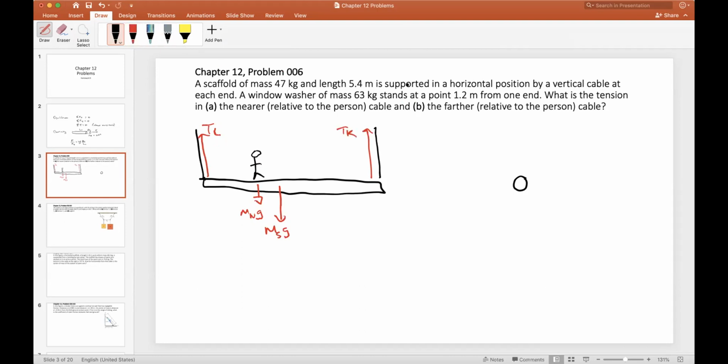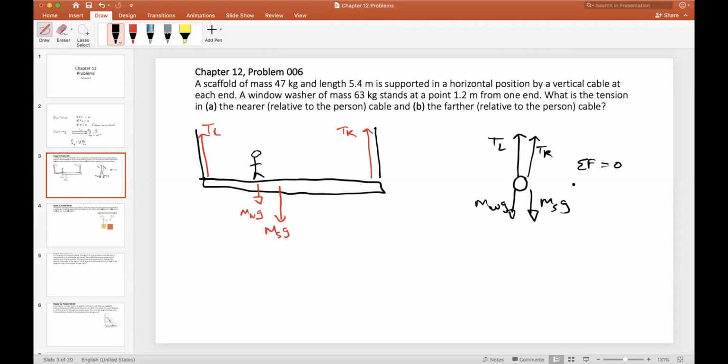So when we draw a free body diagram of the forces, we write one center of mass, we write tension left, tension right, weight of the window washer, and weight of the scaffold. Okay, we sum all these forces and we set them equal to 0. And that'll give us an equation.